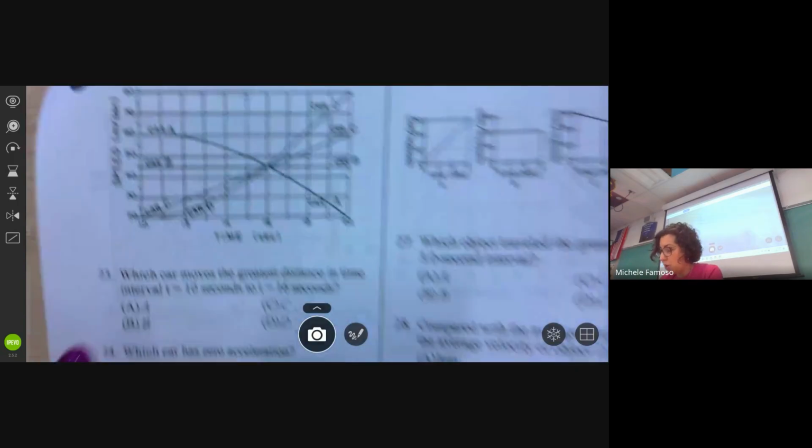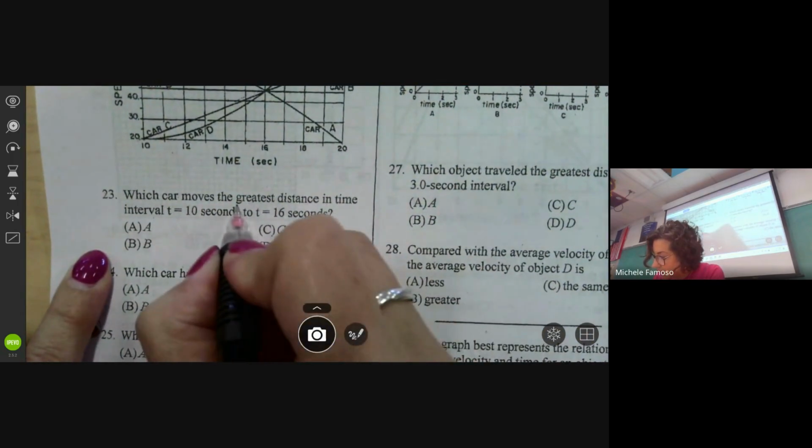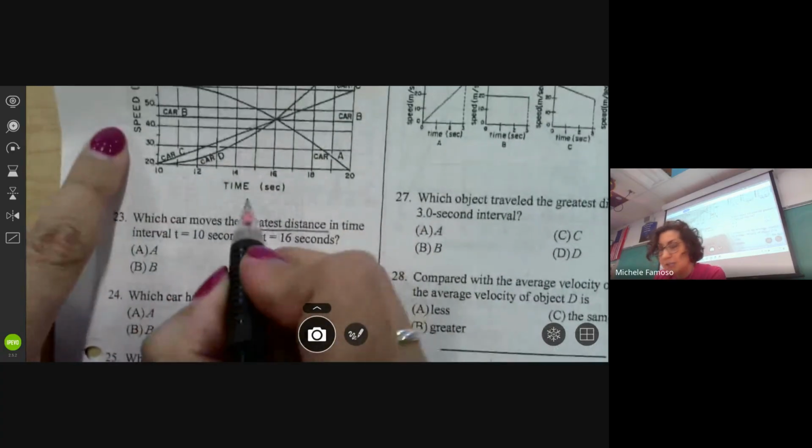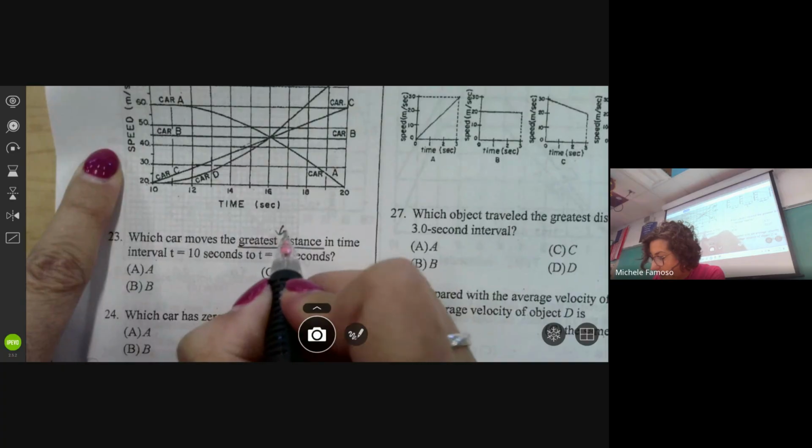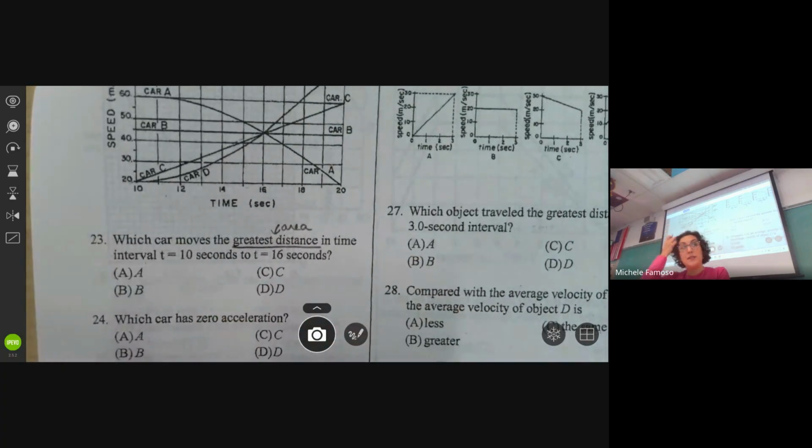I'm sorry, what number on page 37? 23. Okay. I want to know in question 23, which one travels the greatest distance? On a speed time graph, that's the area. So we're going to shade these in.